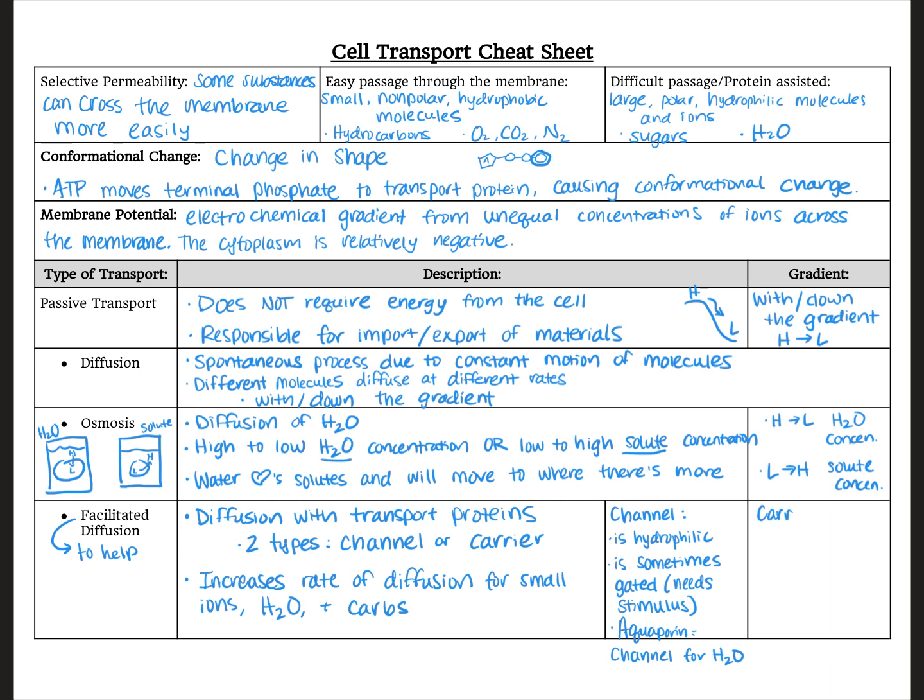All right, for our next one, it is carrier proteins. And this is a conformational change. So the carrier proteins undergo a conformational change, or a change in shape, to let stuff pass. The molecules still move high to low. So carrier proteins are going to be the ones that change shape, so they'll maybe open on the bottom and then change and open up on the top to let things in or out.